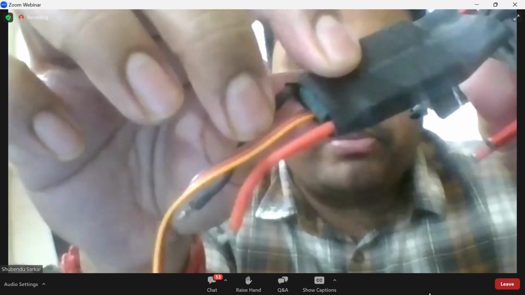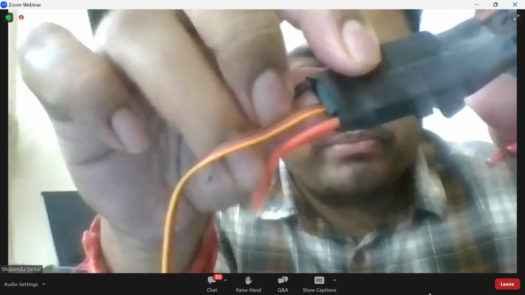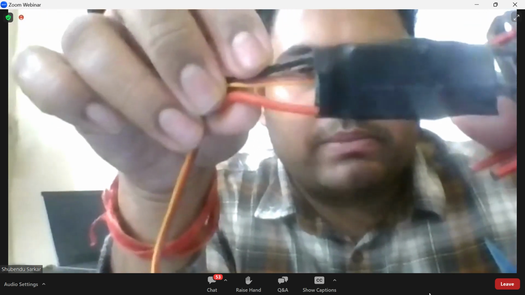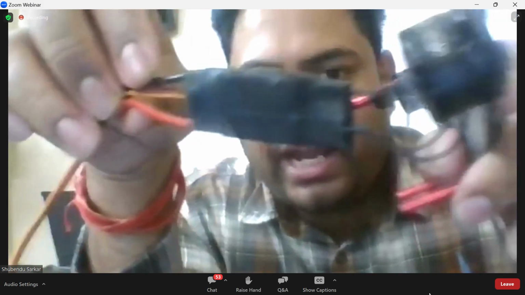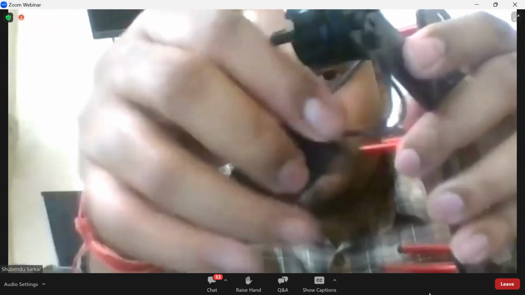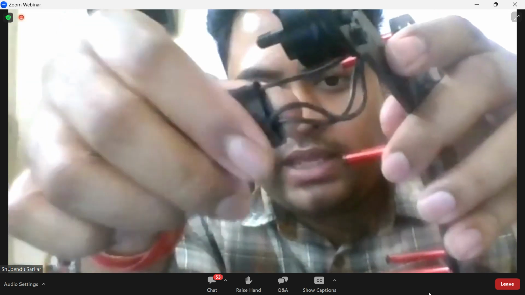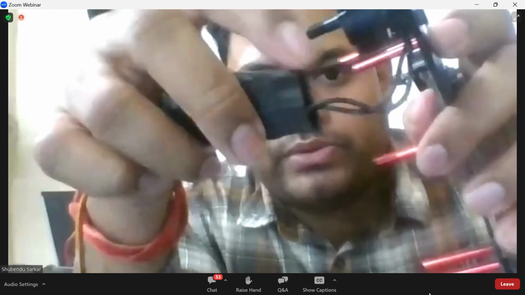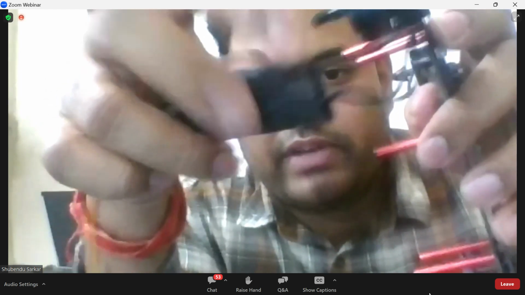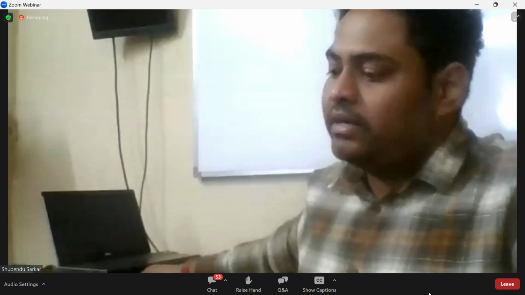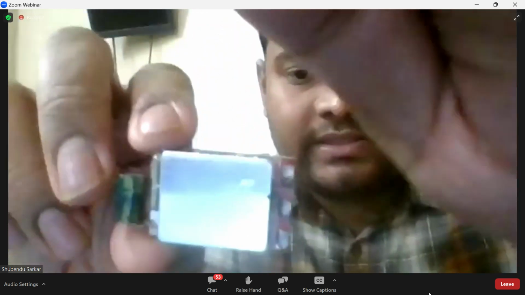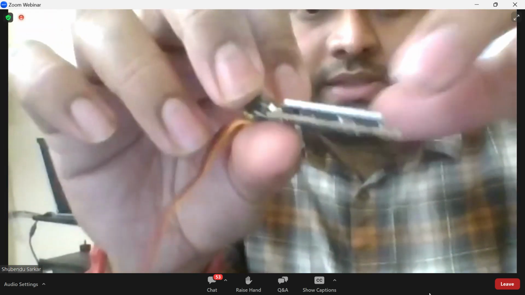And over here, these are the two input points, because the ESC is going to take normal DC supply from the battery. After that, it is going to convert the supply into a three-phase supply. Now you see the output, there are three wires. So if I'm talking about how the internal structure of the ESC will look, see this. It's going to look like this.